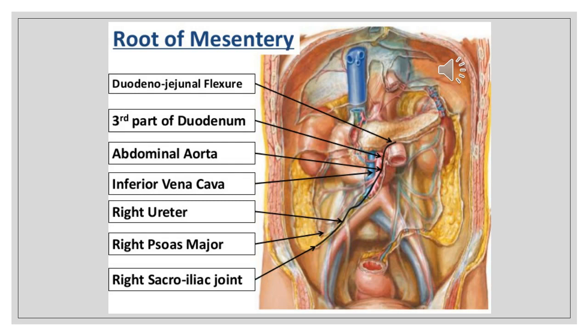So it crosses the following structures. The third part of the duodenum, where the superior mesenteric vessels enter into it. Then the abdominal aorta, and to the right of the abdominal aorta is the position of the inferior vena cava. Then it crosses the right ureter and the right psoas major muscle.